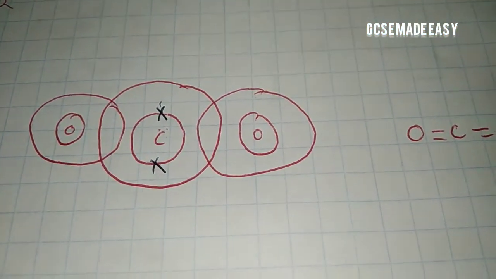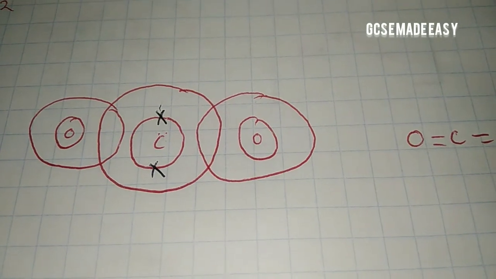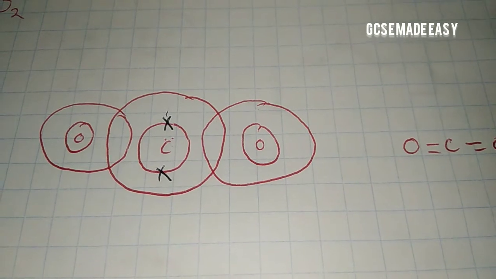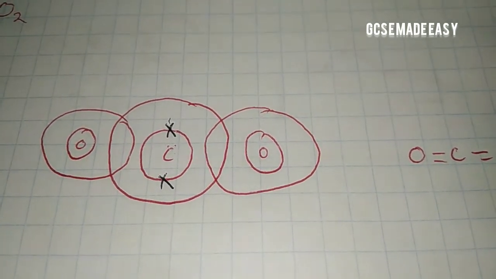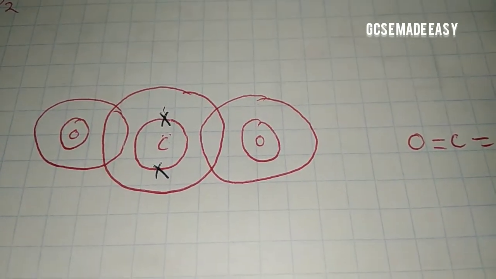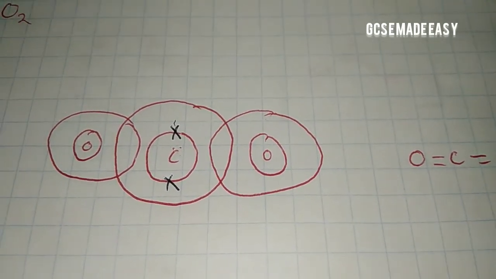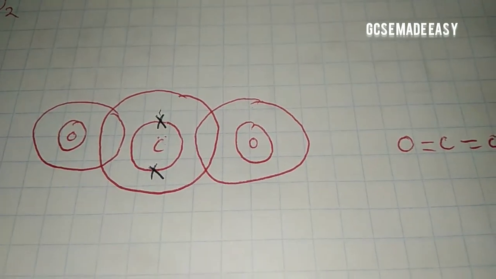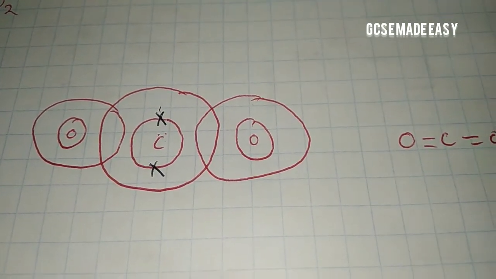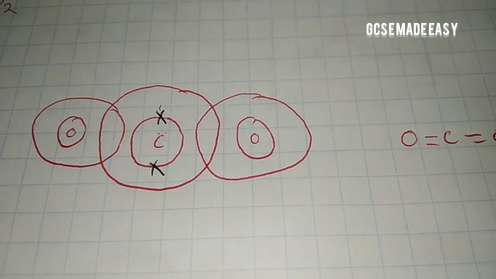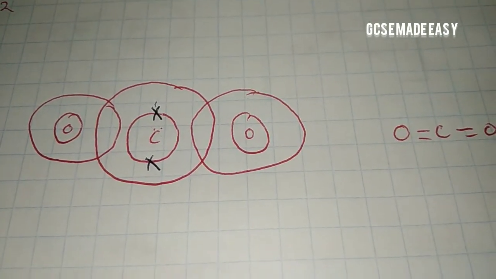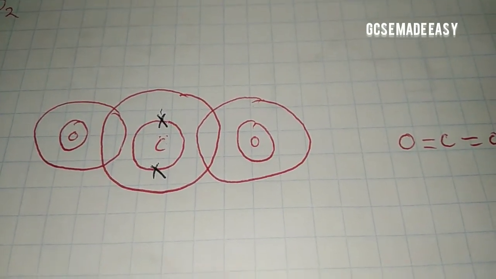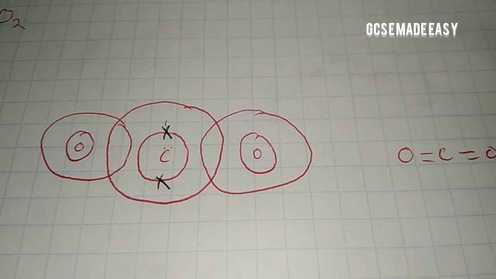So remember that carbon is in group 4. That means it has 4 valency electrons, which tells us that it is in shortage of 4 electrons in order to obtain a noble configuration. With oxygen, it is in group 6. It has 6 electrons, which tells us that it is in shortage of 2 electrons in order to obtain an octet configuration. So for oxygen to obtain an octet configuration, it has to share 2 electrons.